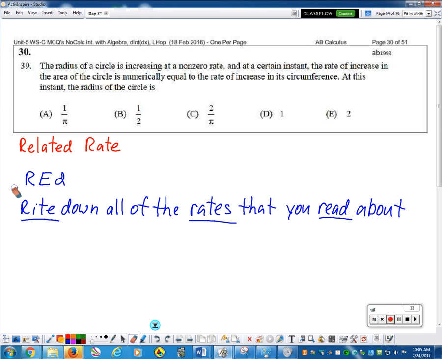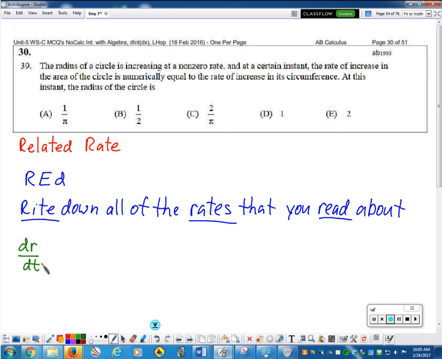We happen to know the mathematical symbol that will represent the rate at which the radius is growing. What is the mathematical symbol? Nice. So we write down that rate, dr/dt. dr/dt is the rate at which the radius is growing.